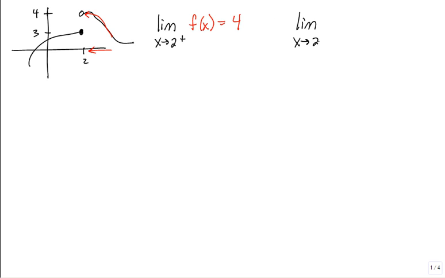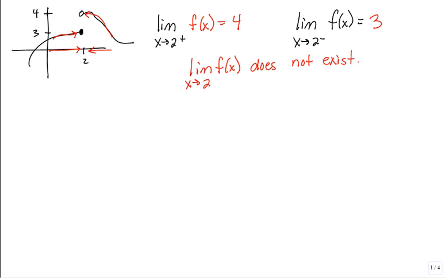Limit as x approaches 2 from the left. Coming in from the left, the curve is going to 3. So the limit as x approaches 2 does not exist because those are not the same. So it's important that you look at the right and the left.